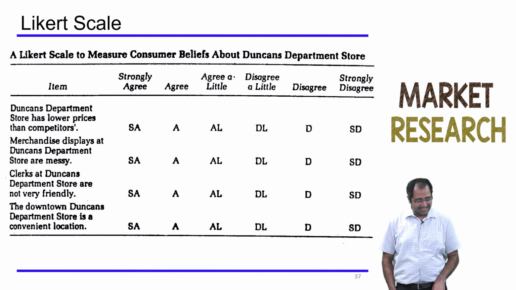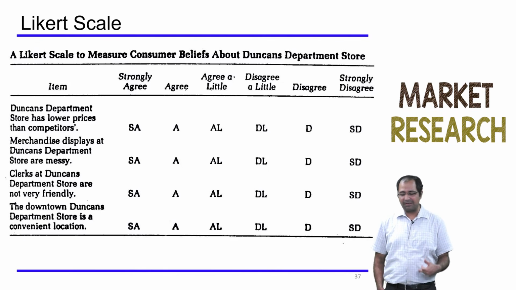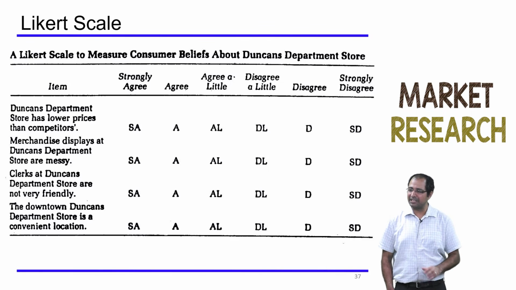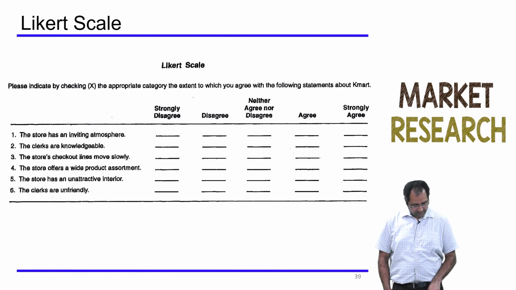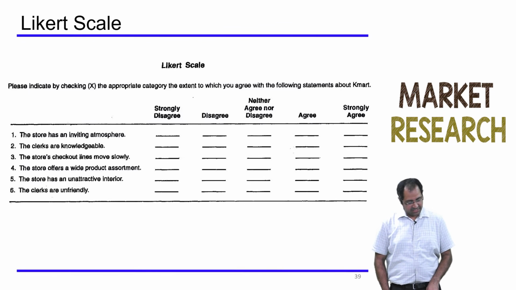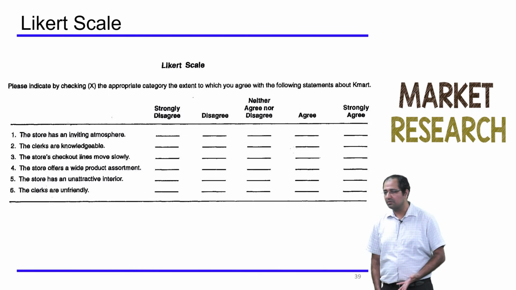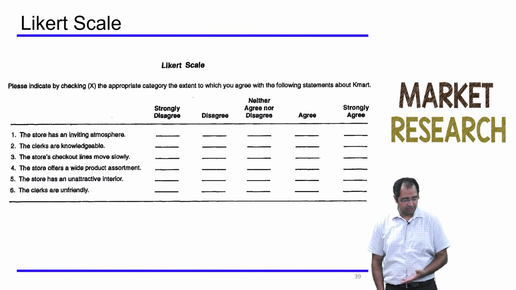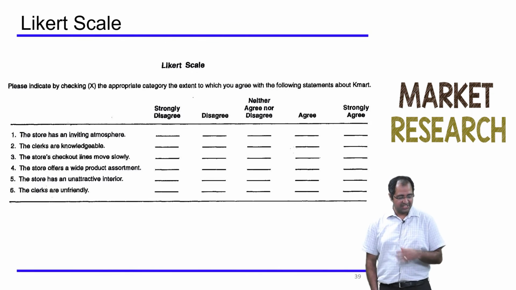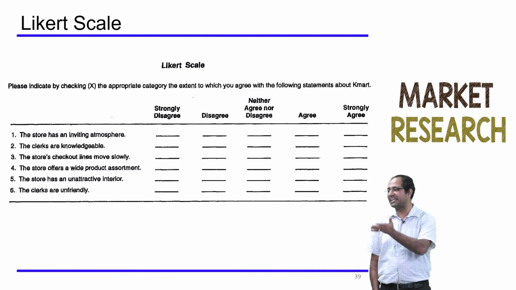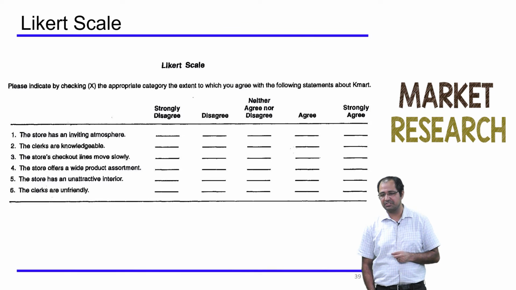So this is a multi-item scale to measure consumer belief, whether they have positive belief or negative belief about a particular department store. So this is about a store, Kmart, measuring the extent of the attitude towards the store. The statements are: the store has an inviting atmosphere, the clerks are knowledgeable, the store's checkout lines move slowly. So you are measuring one's attitude towards Kmart store using these multi questions, multi statements.